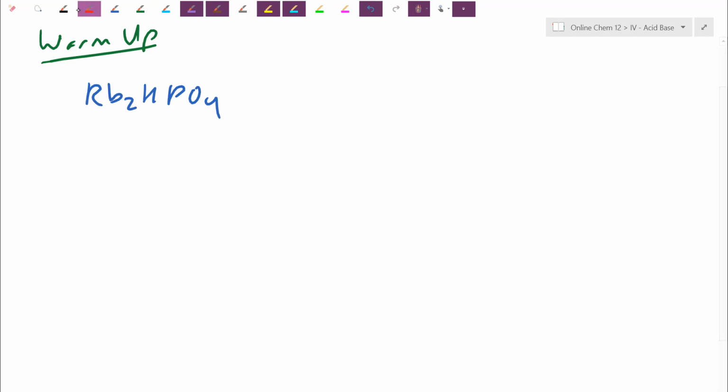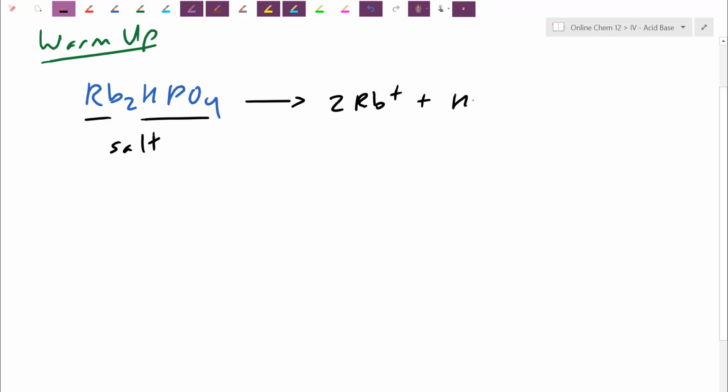In this case here, I recognize, well, rubidium is a metal, the hydrogen phosphate is a polyatomic grouping here, this one is a salt. Based on your answer to that question, that actually is going to guide you for the next step. So if this is a salt, it's an alkali salt here, it's fully soluble, it's a one-way arrow. We're going to get 2 rubidium ions, and we're going to get hydrogen phosphate. Right? That was our first step.